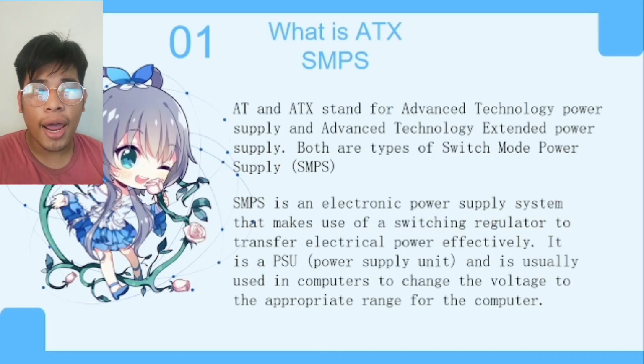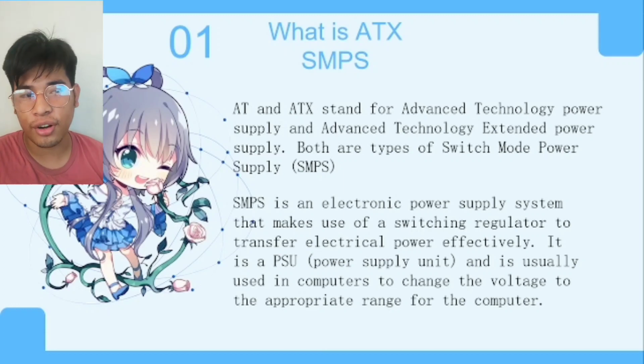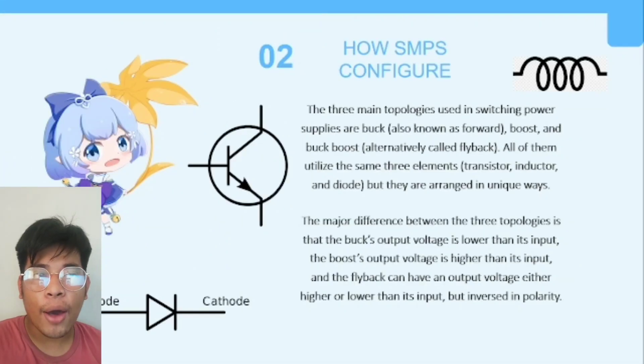AT and ATX stand for Advanced Technology Power Supply and Advanced Technology Extended Power Supply. Both are types of switch mode power supply. SMPS is an electronic power supply system that makes use of a switching regulator to transfer electrical power effectively. Number 2, how SMPS is configured.